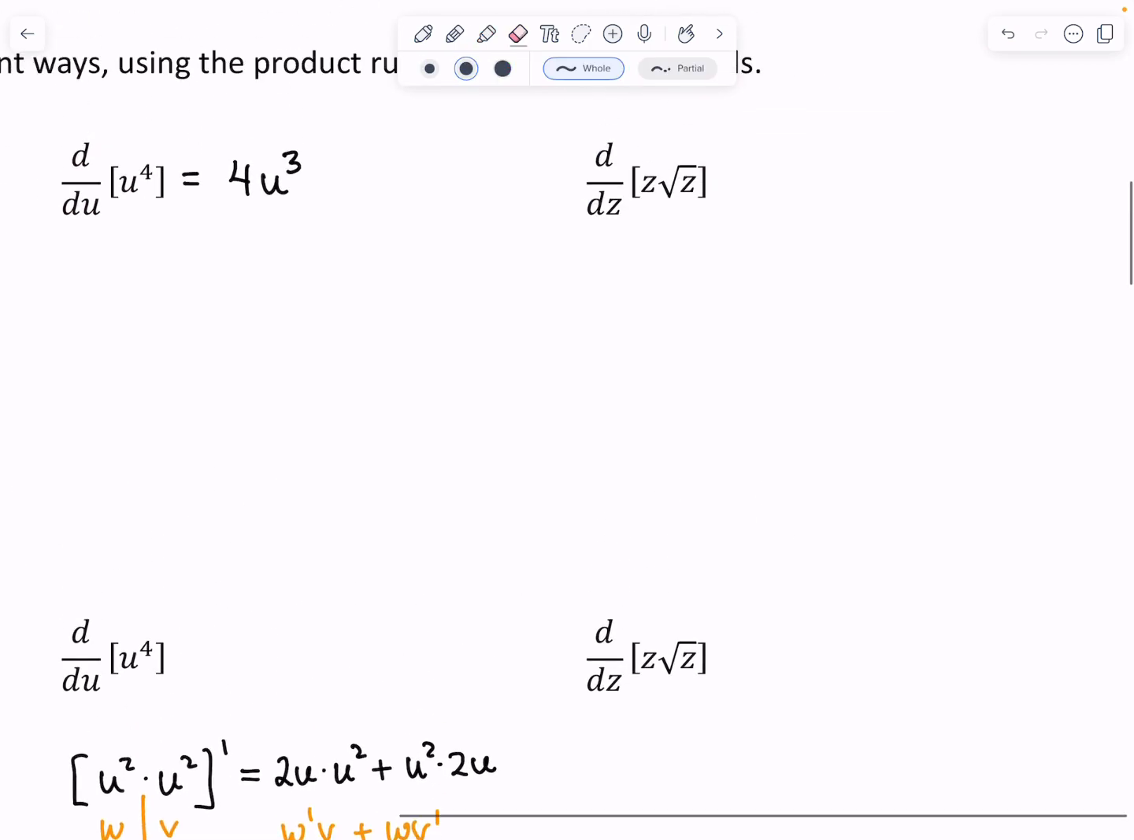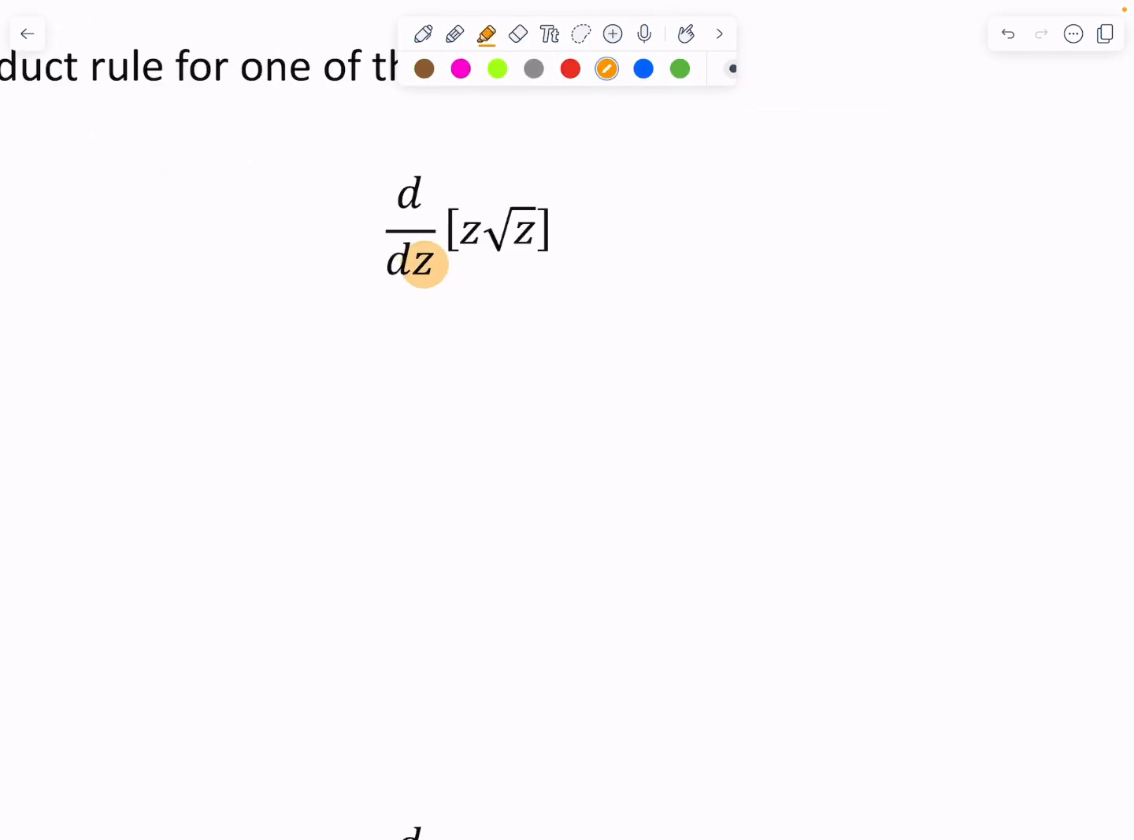And for this third pair, here z is the independent variable now. I'll think of this as a u times a v. So the derivative of z with respect to z is just 1. So there's my u prime times the second, square root of z, plus the first, which is z, times the derivative of the square root of z, which is 1 over 2 square roots of z.